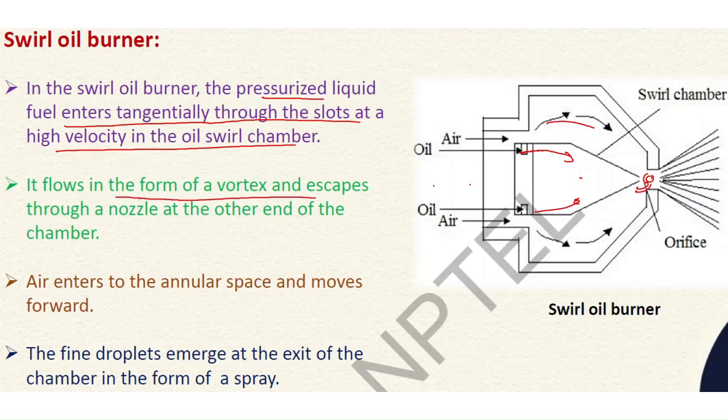It flows in the form of a vortex, and escapes through this nozzle at the end of the chamber. Air enters at this annular space and moves forward, and the fine droplets emerge at the exit of the chamber in the form of spray. Okay, like this, from the orifice, fine droplets of a mixture of oil and air come out.